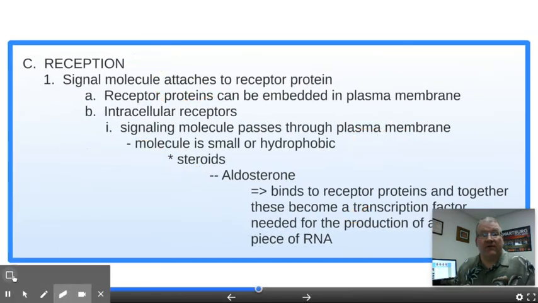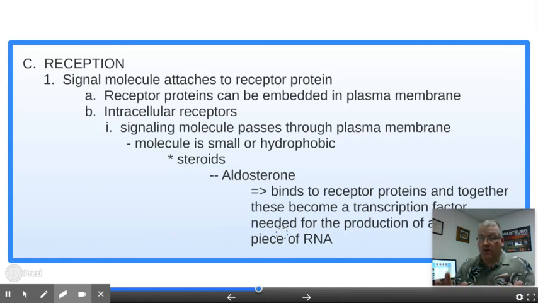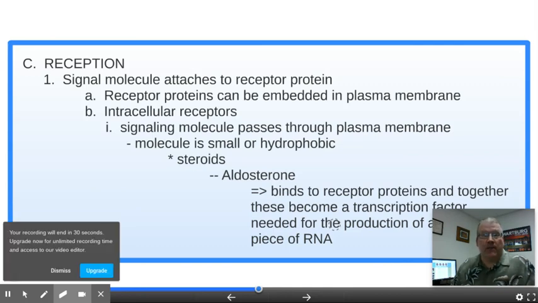So we have reception that can happen with things that are embedded in the plasma membrane. We also have reception that can happen intracellularly. Now let's take a look at, once the signal has been received, where does that go from there? What is the transduction portion of the program? That is next.